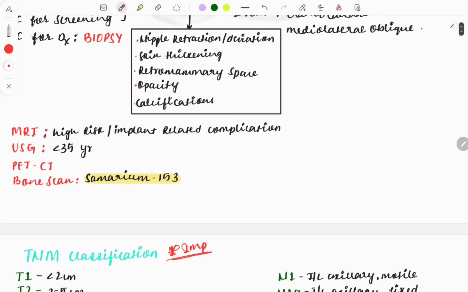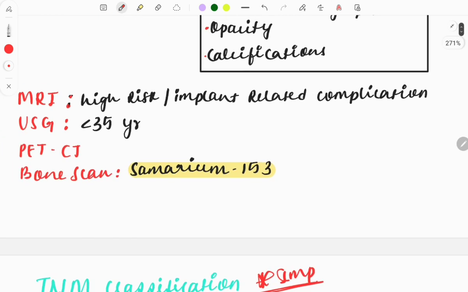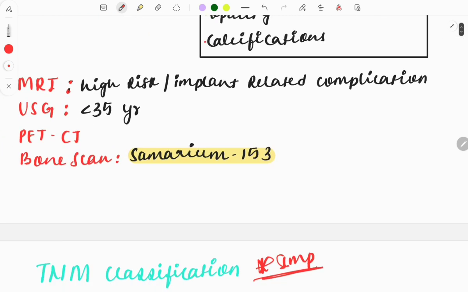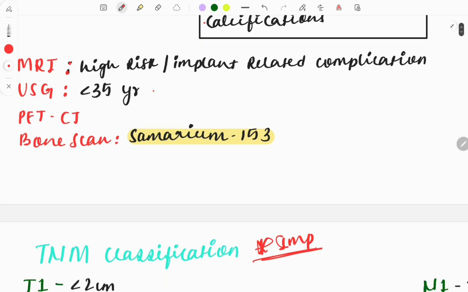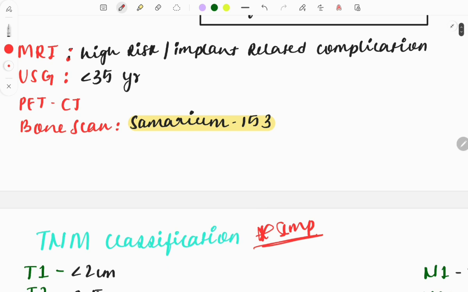Now we will use the MRI as our investigation in case of high risk females, and for implant related complications. Then USG, as already discussed, for young females. PET CT, as we all know, is used to check for any metastasis, and if bone metastasis is there, then we will be using samarium.